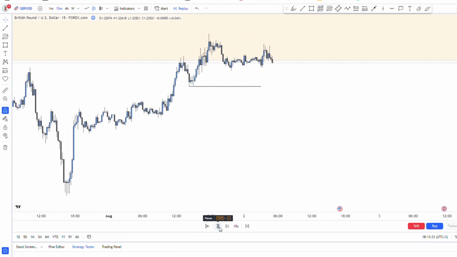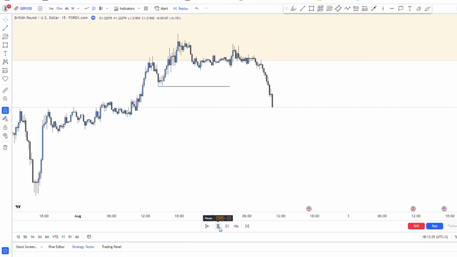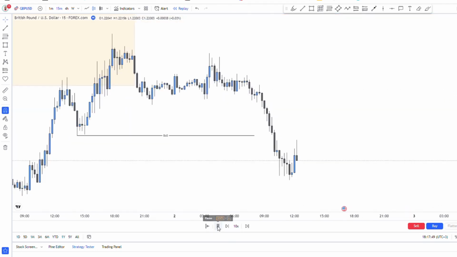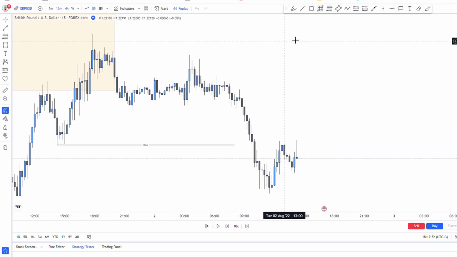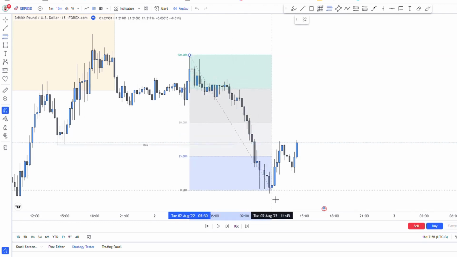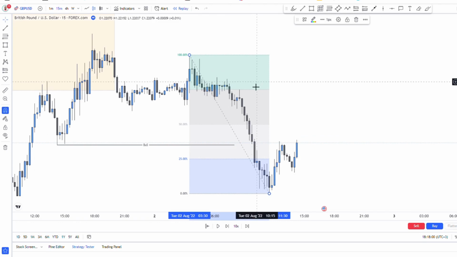So we have that happen. We've already broken structure here. Now when the market has started to retrace back, we can put our fib tool from the swing high to the swing low and identify the premium price area.